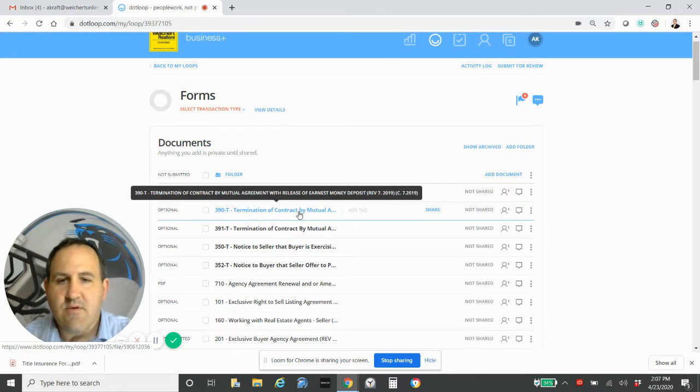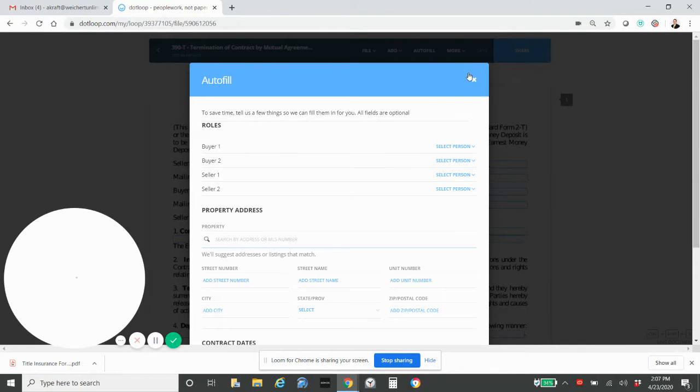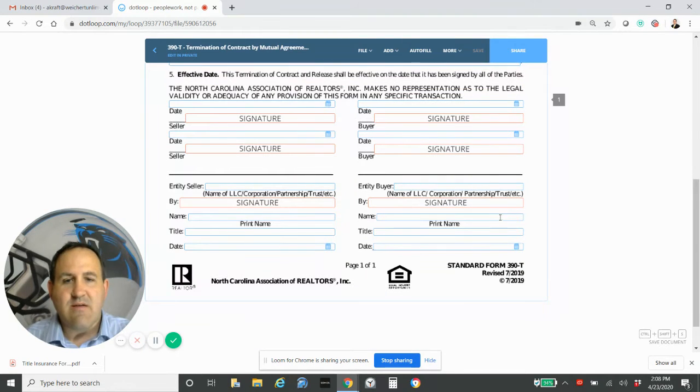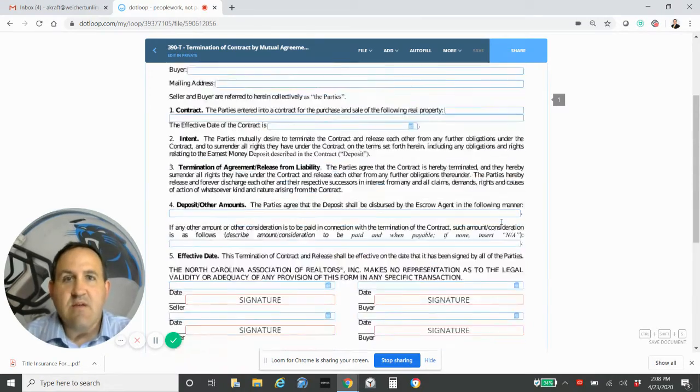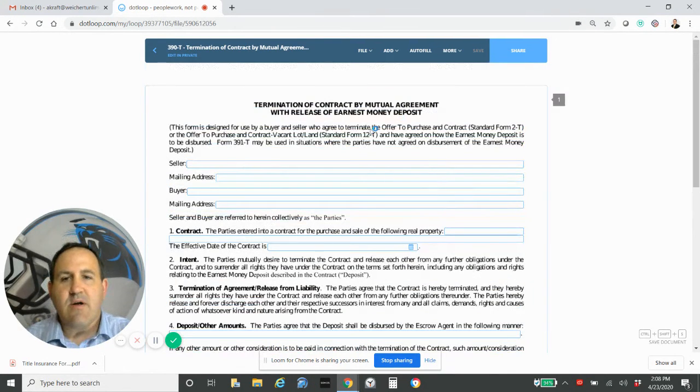All right. But let's look at this one first. Most of the time, I'd want you to use this version, the 390-T, termination of contract by mutual agreement. And the reason why I want you to use this form is just simply because it's nicer. It's easier. Everybody's agreeing to what's happening here. There's no other questions of what's going on. So I highly recommend we use this whenever possible, unless we're in a time crunch again, all right?